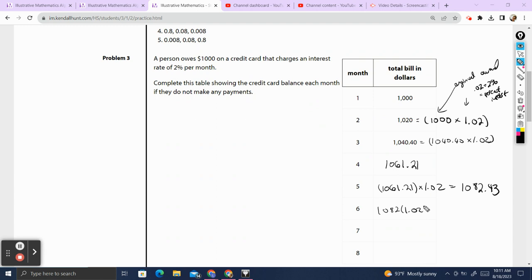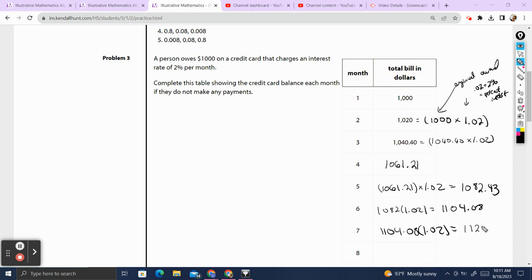Now what you're going to see is that you're going to end up with some decimals if you're putting this into a calculator yourself, which is okay. I'm just rounding my decimals to 2 decimal places. The reason I'm choosing 2 in this case is because I am talking about money. So when I'm talking about money, I always use 2 decimal places.